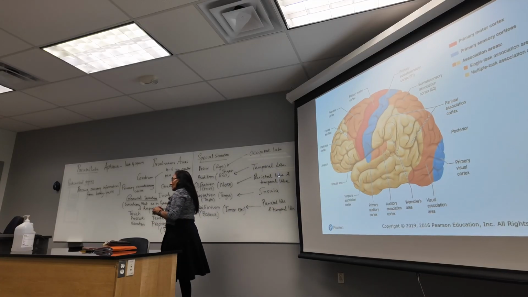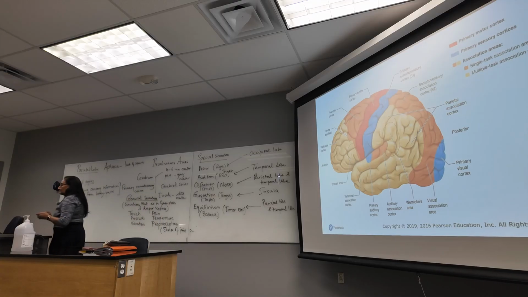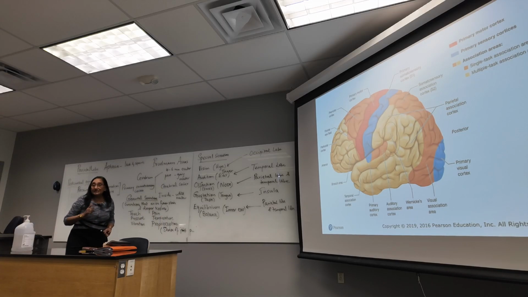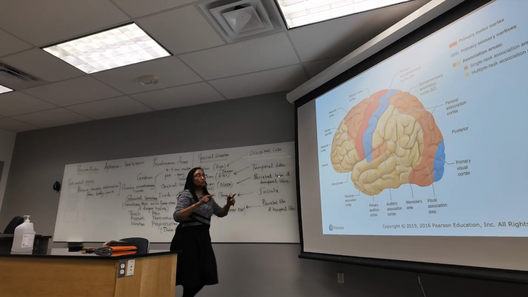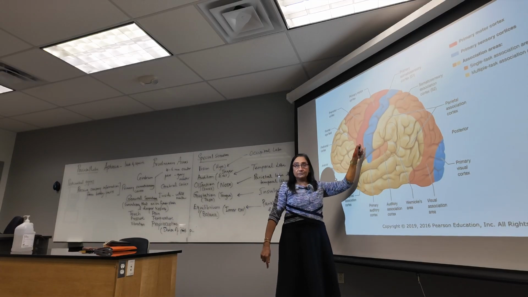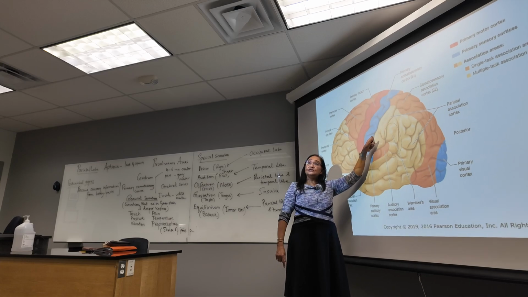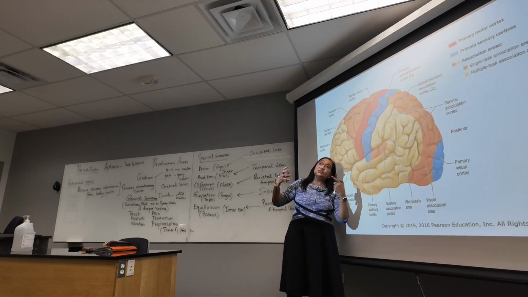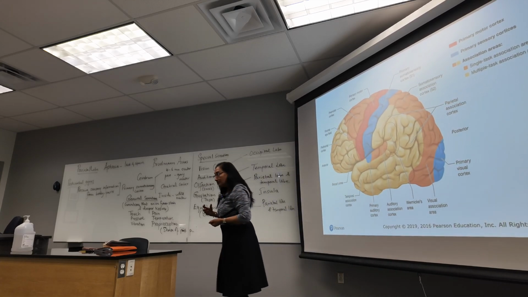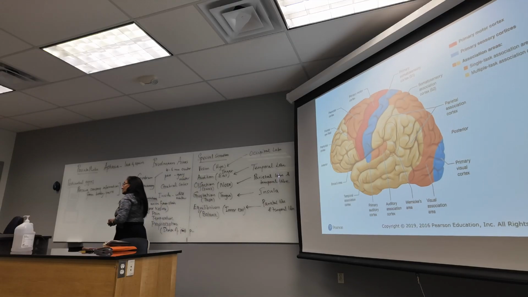Like I said, I'm going to show you the next one. How do we know that the neurons in the precentral gyrus control the skeletal muscles of your body? How do we know that the neurons in this region receive sensations from different parts of the body? How do we know that?